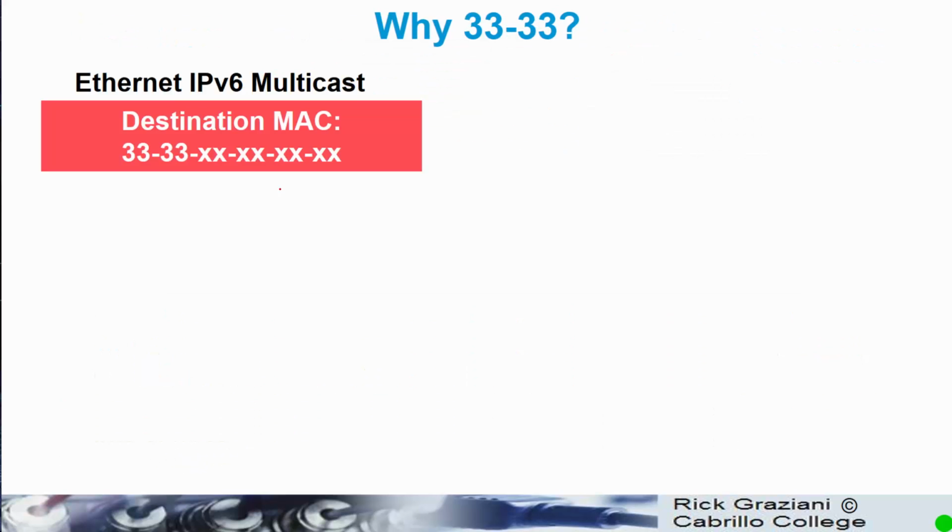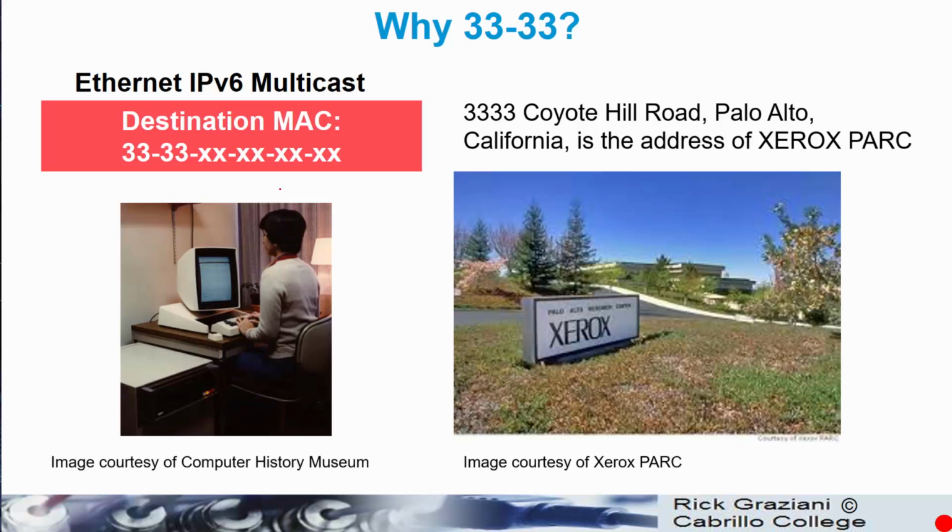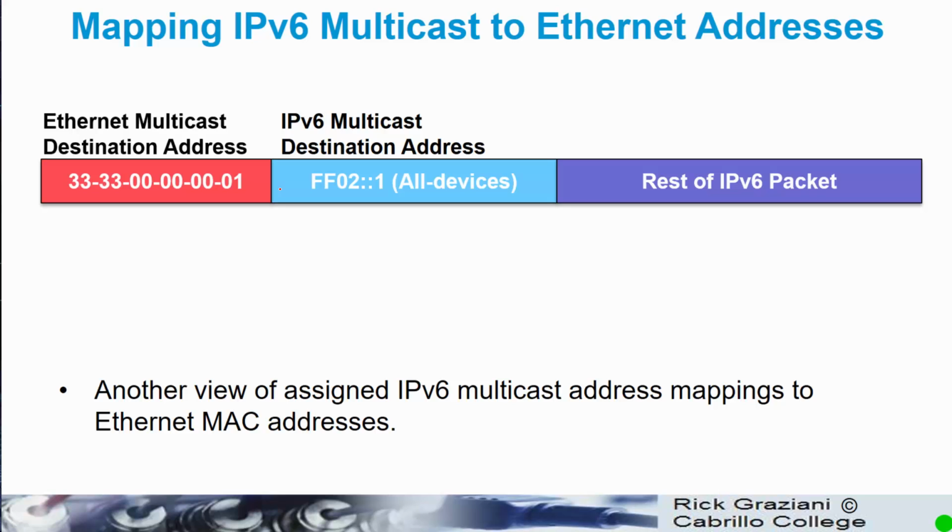Why 3333? Because 3333 happened to be Xerox's address. And guess who designed this entire process? So this is all thanks to RFC 7042, part of the historical notes. It was a custom during IPv6 design to use 3 for unknown or example values, and 3333 because, again, of the Xerox address.